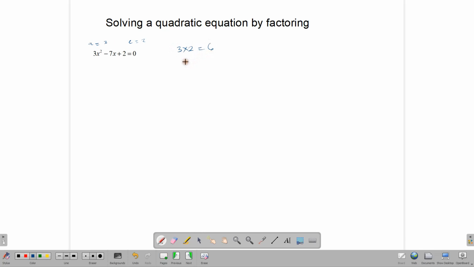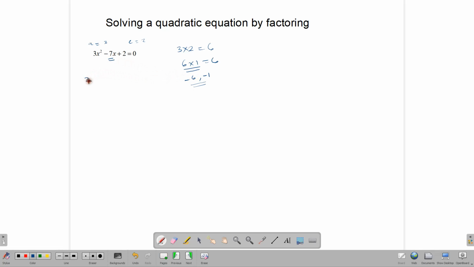The other numbers that multiply to give us 6 are 6 and 1. And one pair of these numbers will combine to give us the middle term. This pair of numbers can combine to give us the middle term if we use both of them as negative. So negative 6 and negative 1. If we multiply negative 6 by negative 1, we get a positive 6. And if we add negative 6 to negative 1, we get a negative 7. So this is the pair of numbers that we need to split this middle term into 2.